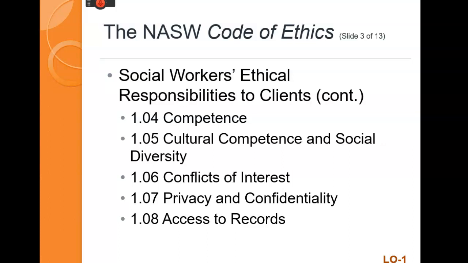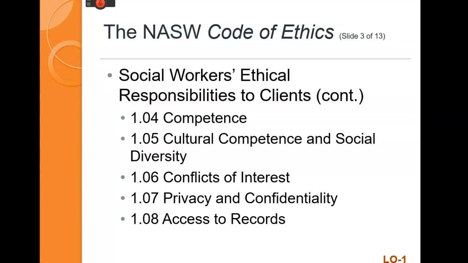Also valuing the uniqueness and the diversity components that they may bring to the table. That could be age, ethnicity. It can also be cultural. It could be spirituality. It could be sexual identity. It could be gender differences, immigration status, things that I talked about in our first video.